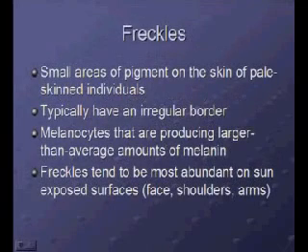Another form of pigmentation is referred to as freckles. These are small areas of pigment on the skin, especially in pale-skinned individuals. Typically, they have irregular borders, melanocytes that are producing larger than average amounts of melanin. Freckles tend to be most abundant on the sun-exposed surfaces of the face, shoulders, and arms.